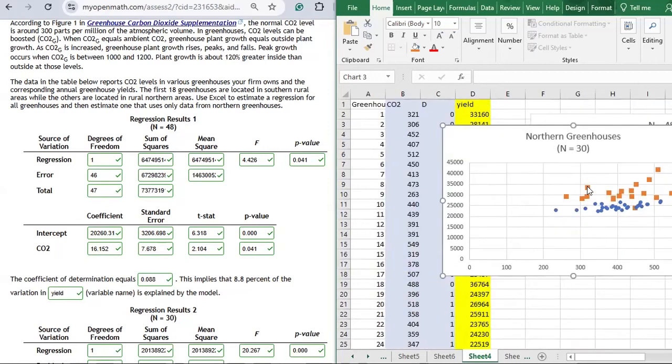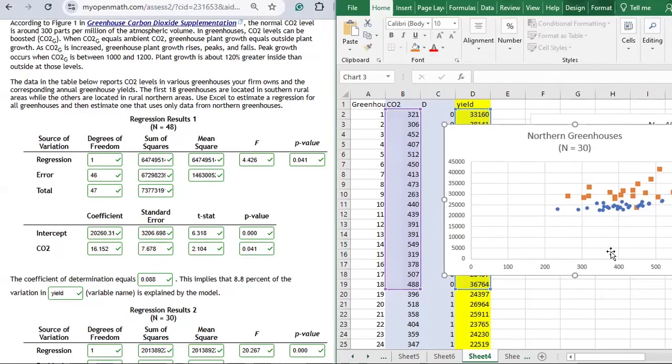I'm going to paste it on top of this. And you can see the orange dots correspond to the southern greenhouses, and the blue dots correspond to the northern greenhouses. Notice the southern greenhouses, the orange squares, are higher. So for a given level of CO2, they generally are associated with higher levels of yield. Why? Because the growing season is longer in the south than in the north. The days are going to be on average longer in southern climates than in northern climates. And we're holding everything else constant, right?